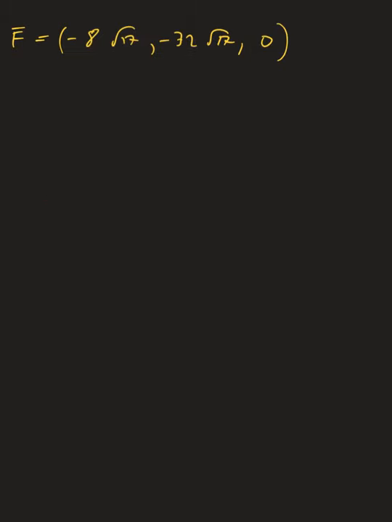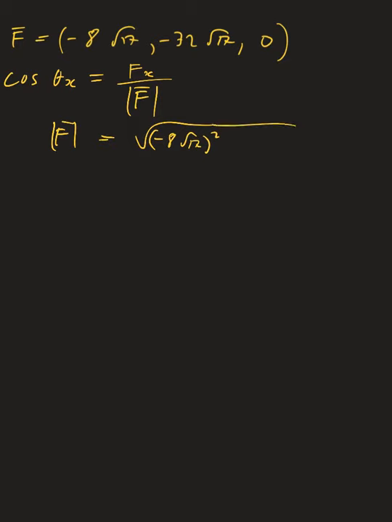Next, I want the directional cosines of the force. So, what are the directional cosines of that vector? Well, the directional cosine in the x direction is going to be equal to the x component of that vector divided by the magnitude of the vector. So let's get that magnitude first. It's equal to the square root of minus 8 times root 17, squared, plus minus 32 times the square root of 17, squared, plus 0 squared.